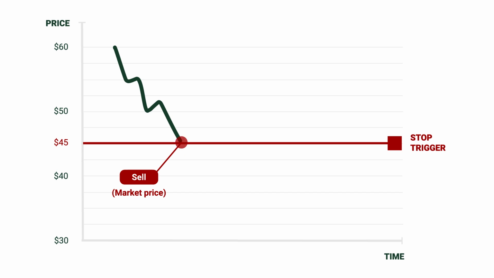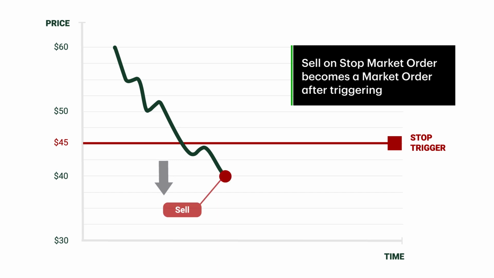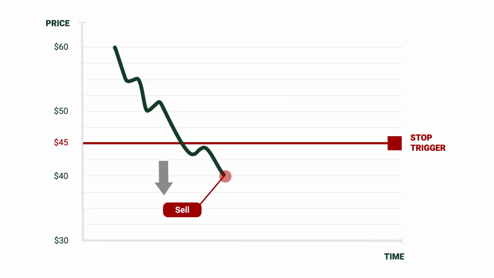Why is that? This is because the stock could be trading at any price after it triggers. This can be amplified the more volatile a stock is. For example, if the trigger was activated at $45, the stock could drop beyond $45 to $40. This means that when the order is filled, you will receive $40 for the sale. On the other hand, the stock could be trading at a slightly higher price after it triggers. Because the order becomes a market order after being triggered, the stock is sold at the best available market price, and it could be at any price.